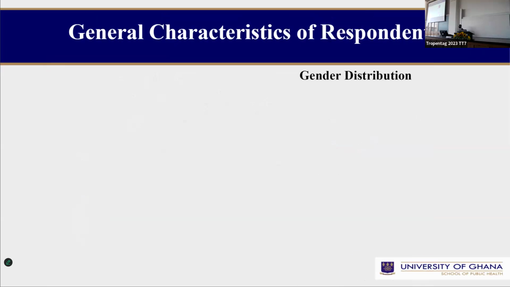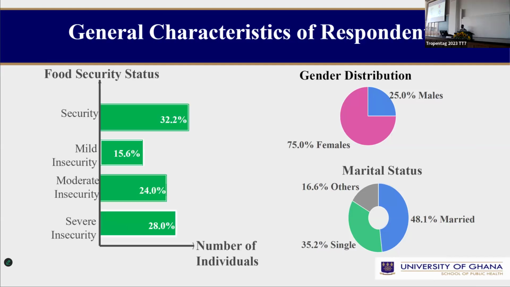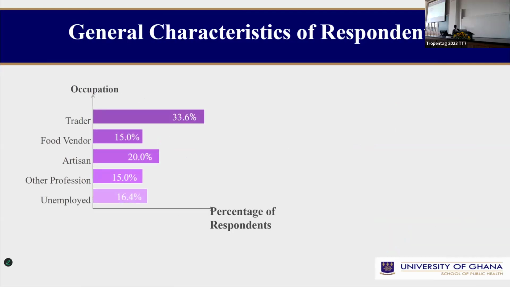Now, general characteristics of the respondents: they are mainly female. Why? Because the phenomenon under study in our context is handled by females, and at the time of visitation, you are likely to meet females as compared to males. That's why we have 75% of them female, and 25% male. Marital status, 48% married and about 35% single. Their food security status ranges from mild to severe insecurity among our study population. Occupation are mainly trade, food vendors and artisans.